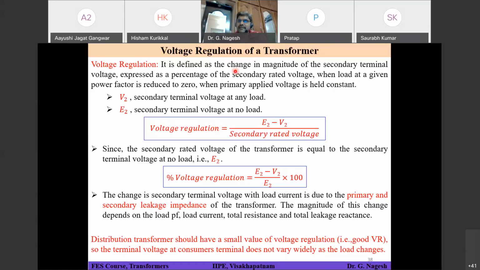So it is defined as a change in magnitude of the secondary terminal voltage, which means voltage at the secondary of the transformer, expressed as the percentage of secondary rated voltage, when the load at a given power factor is reduced to 0. Load is reduced means simply load is disconnected. When the primary applied voltage is held constant. Can anyone say what is the difference between secondary terminal voltage and secondary rated voltage?